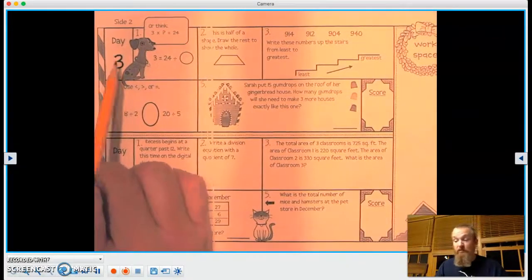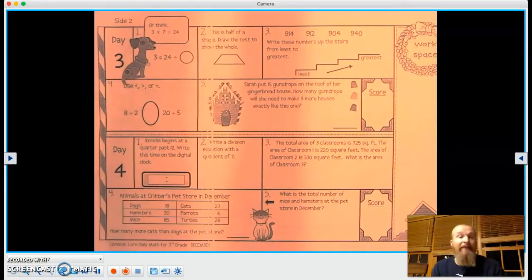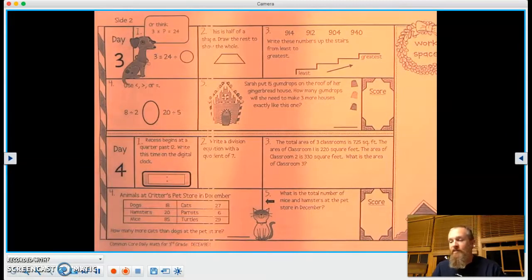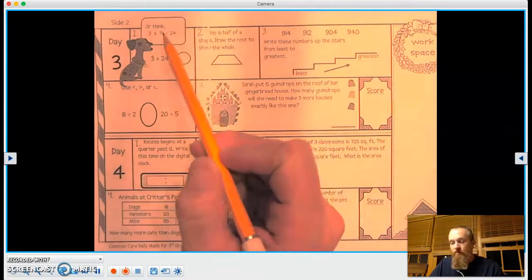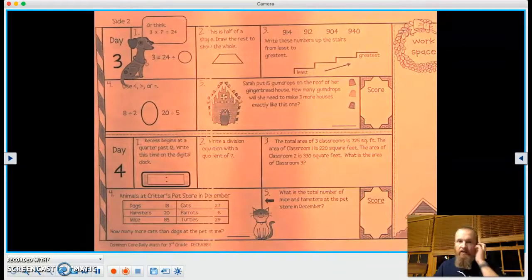Here we go. Day 3, number 1. 3 equals 24 divided by something. And Taco says, or let's think, 3 times something equals 24. Very important to know that that equal sign can be on either side. Wherever it is, both sides have to be the same, right?